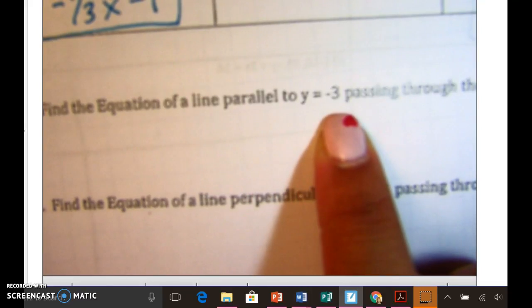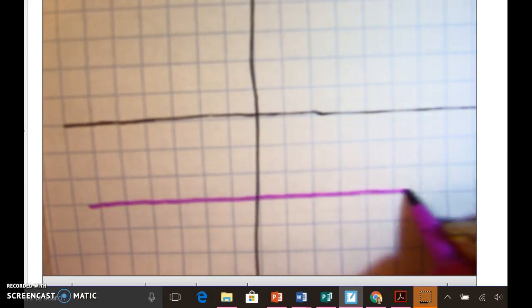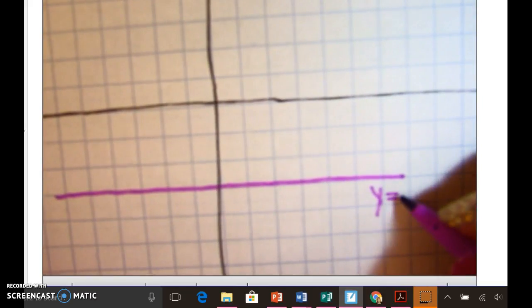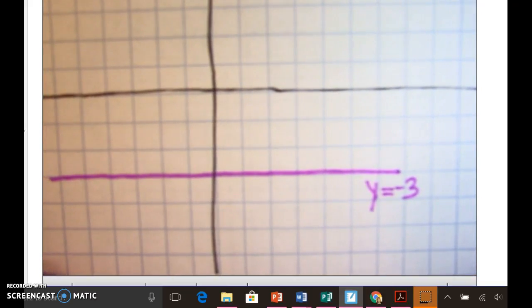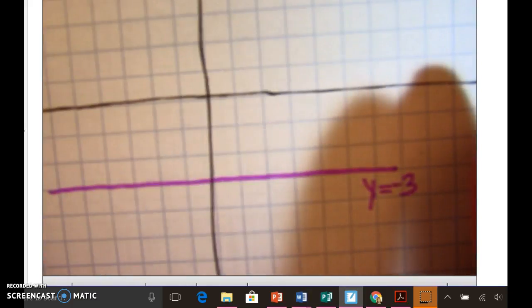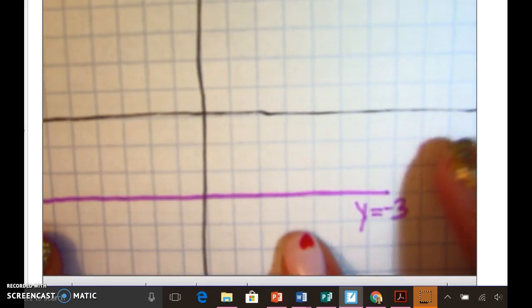So if my equation is y equals -3, then no matter what x is, y is always -3. So if you think about it on a graph, this is what the graph of that line would be. 1, 2, 3. This is y equals -3. And I need to know what is the equation of a line that is parallel. So parallel means they're not going to cross, they're not going to touch, and it has to go through the point 2, 6. It has to go through that point and be parallel to this.